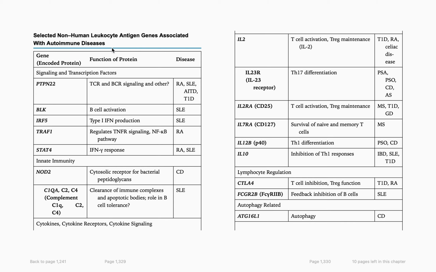These are just selected non-human leukocyte antigen genes associated with autoimmune disease. It's good to pass through them, but they are good just to have and remember when we want to do something else.